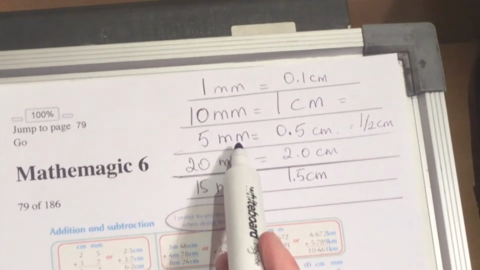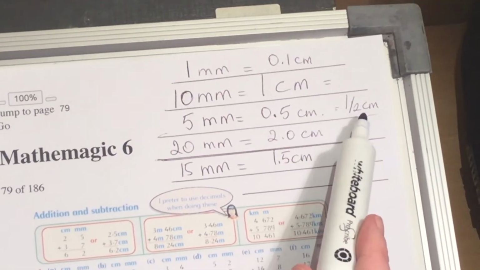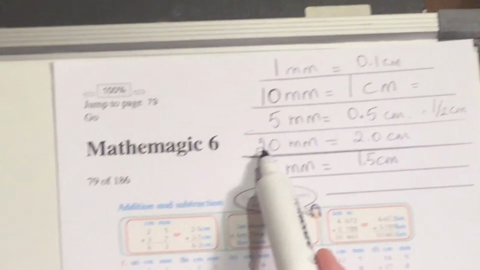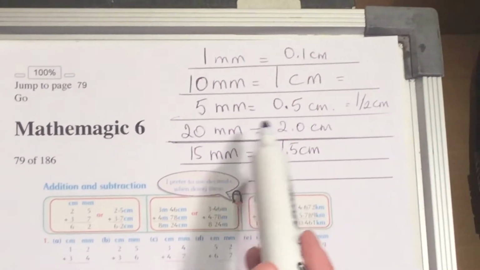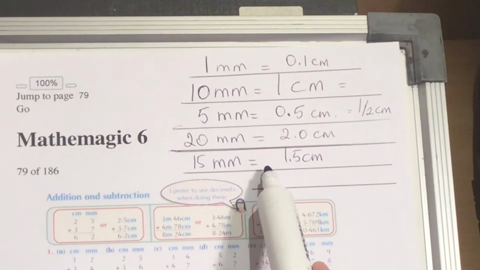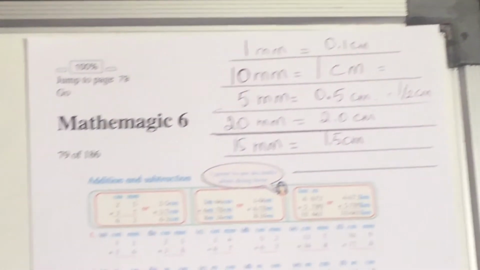5 millimetres is the same as 0.5 centimetres or a half a centimetre. 20 millimetres is the same as 2 centimetres. 15 millimetres is the same as 1.5 centimetres. This will be important down here.